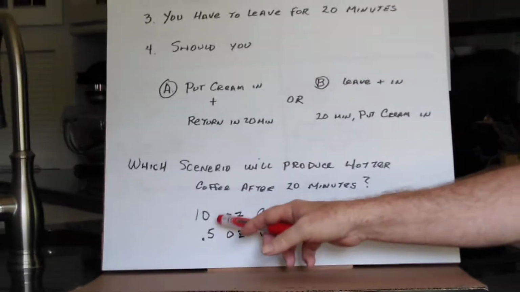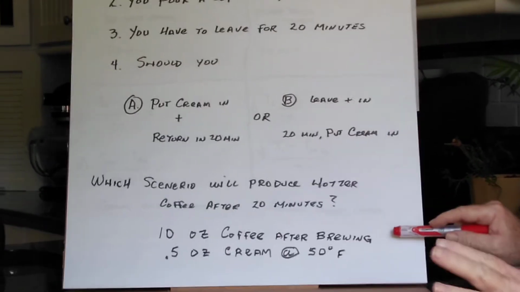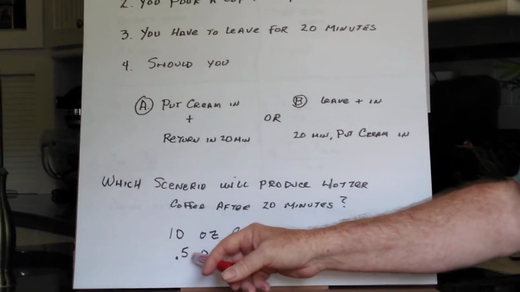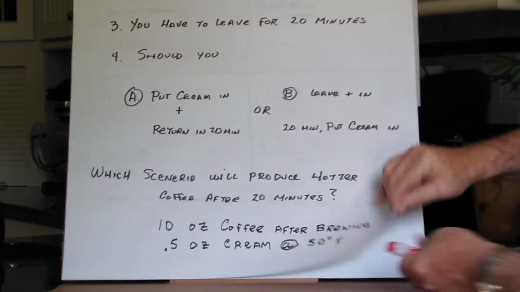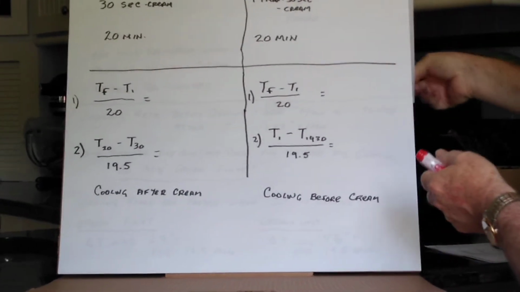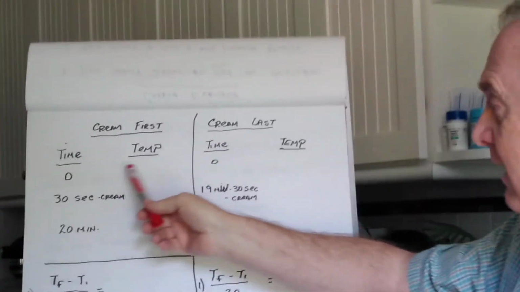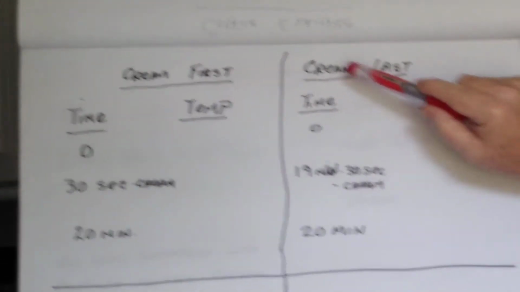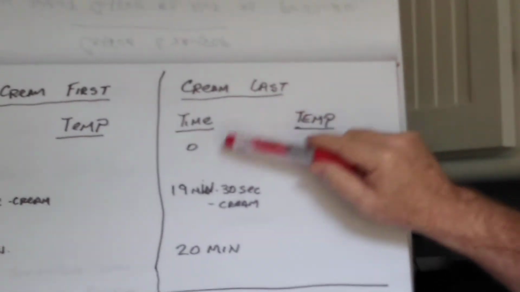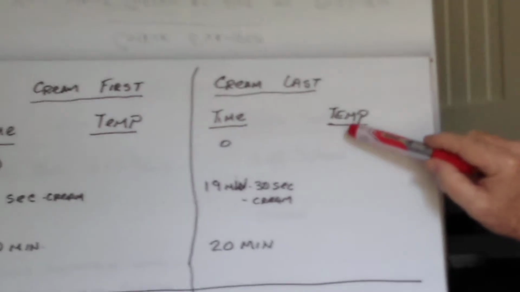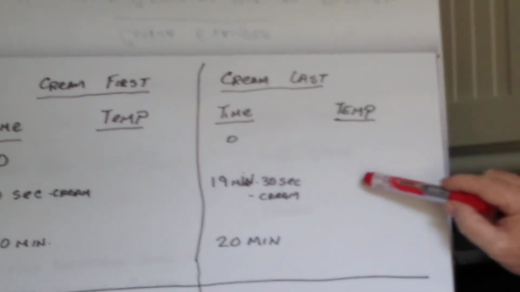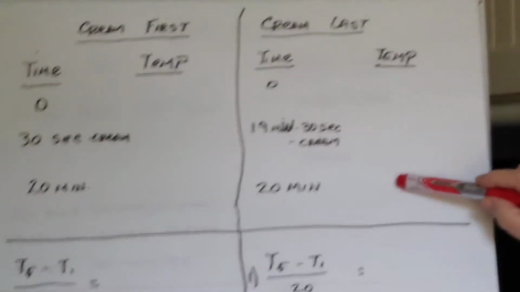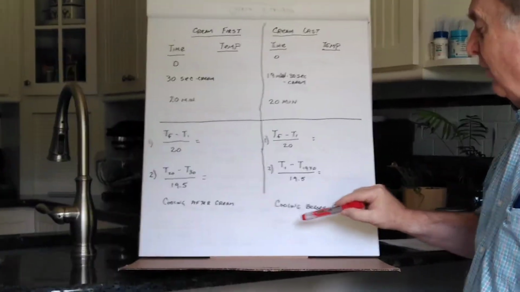The coffee we're going to be using is 10 ounces of coffee right after you brew it, which is about 160 degrees, and we're going to add half an ounce of cream, which is at 50 degrees. We record the temperature when we first brew it. In the cream first scenario, after 30 seconds we add cream and stir it, take a temperature, and then take another temperature after 20 minutes of letting it sit. In the cream last scenario, we leave the room and let the coffee sit after we've poured it, but we take its temperature initially. We come back after 19 minutes and 30 seconds, add the cream, stir it, and take a final reading at 20 minutes. We're going to find the cooling rate after cream and the cooling rate before cream.